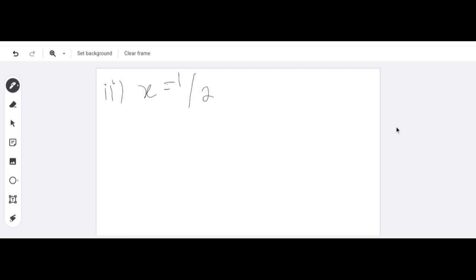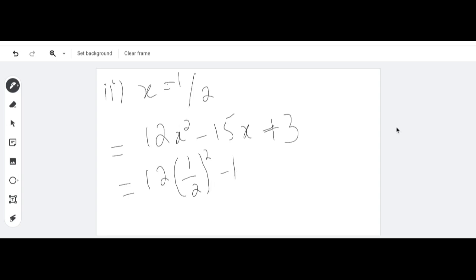Okay, so I will write this expression: 12x square minus 15x plus 3. I just have to put the value of x: 12 times (1 by 2) whole square, minus 15 into 1 by 2, plus 3. Got it? I have to solve this. How can I solve this, Sukena?